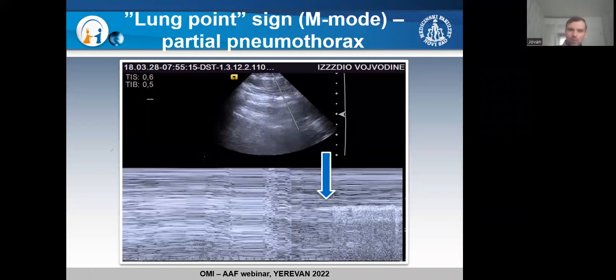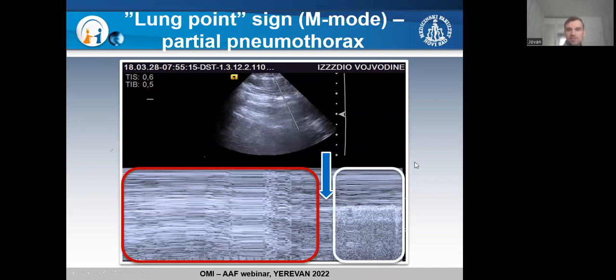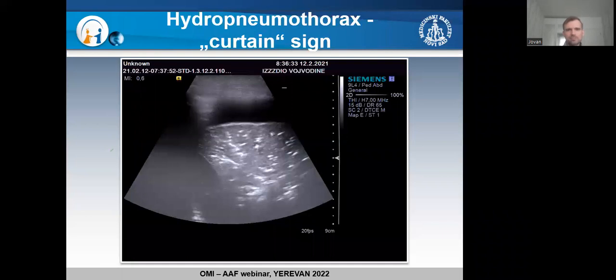In M mode, this would be the lung point. There was a barcode sign, and there is a seashore sign of preserved lung sliding. So it's not that hard to detect partial pneumothorax.